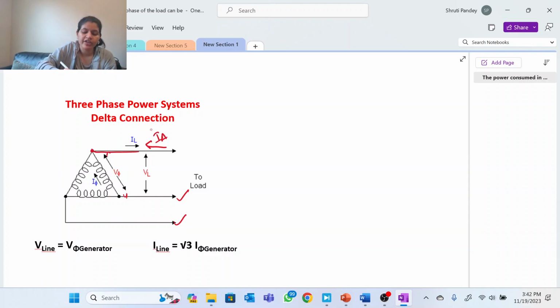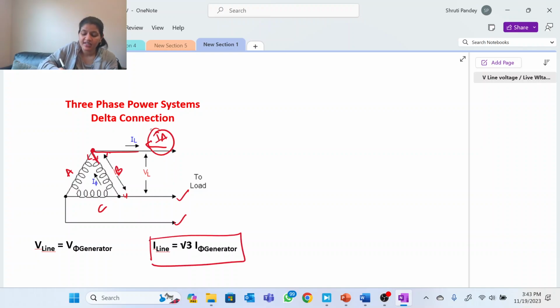When this current reaches this point, it will get divided into these two parts, right? If this is phase A, this is phase B and this is phase C, you can see clearly that this line current is not the same as the individual phase current, because some of the current is passing in phase A and some of the current is passing in phase B. So this line current is not equal to phase current. Therefore the relation is that line current is greater, because this line current is dividing into two parts.